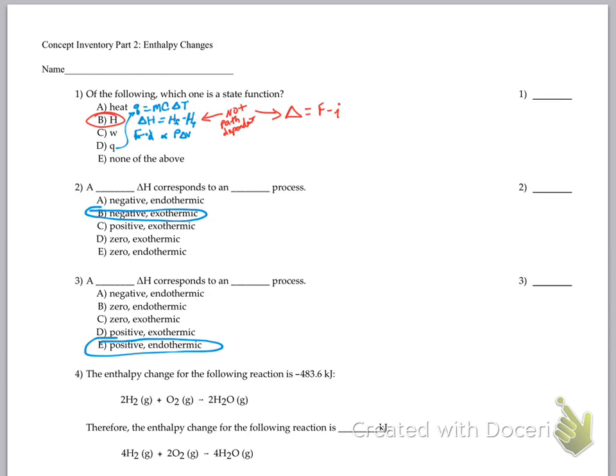Last but not least, the enthalpy change for the reaction is negative 483.6 kilojoules. So if we compare these two reactions, the difference between them is that one is twice the amount. So the delta H for this reaction is going to be 2 times our number, negative 483.6 kilojoules. So we're going to double the enthalpy as well, and we can do that because it's a state function.